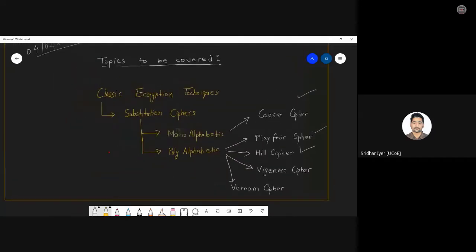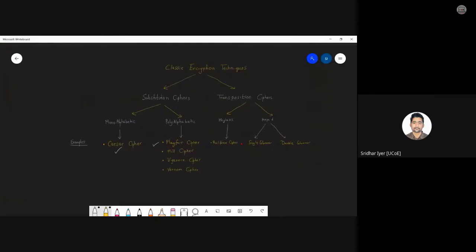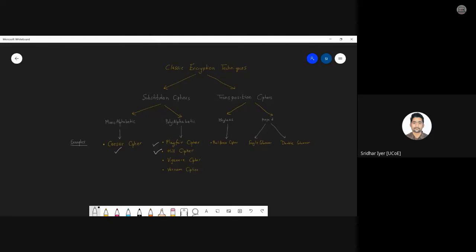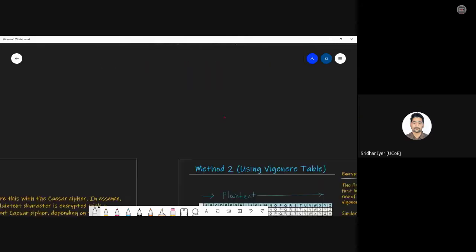As you can see in this diagram, I'm keeping this diagram again and again for each and every lecture. We have already seen Caesar cipher, which is a monoalphabetic cipher. We have already seen Playfair as well as Hill ciphers, which are polyalphabetic ciphers, which involve multiple substitutions at a single time. We saw that in Playfair cipher, there were substitutions of two characters or a pair of characters at a time. In case of Hill cipher, we have to do it for a particular group of matrices. So it involves multiple characters at the same time. Now we are going to learn about Vigenere cipher and Vernam cipher. So let's start Vigenere cipher.